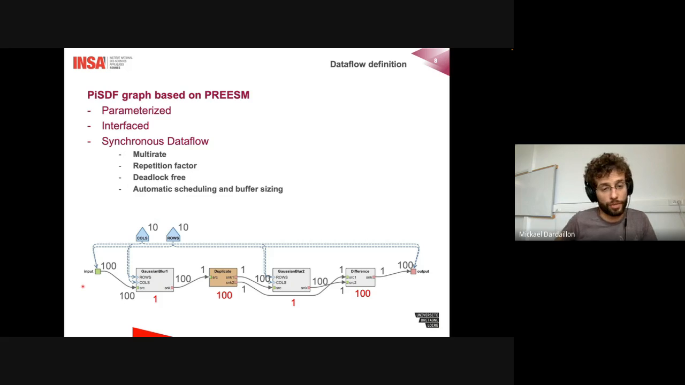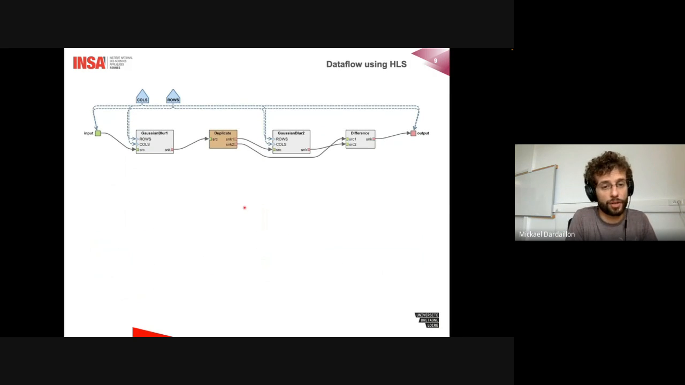So this is what we did here: we take this graph, our running example. The user is going to provide the kernels. So for all of those computations, you need to write the kernels. So we are going to use high-level synthesis.